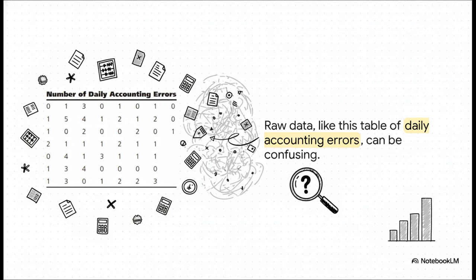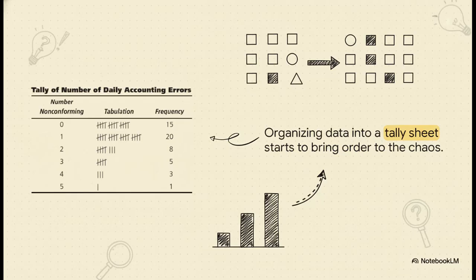It's pretty much impossible. Okay, so let's try to make some sense of this. Step 1, a tally sheet. We're just counting up how many days had 0 errors, how many had 1, how many had 2, and so on. Now this is definitely better. We're starting to bring some order to the chaos. But it still doesn't give you that instant aha moment, does it?